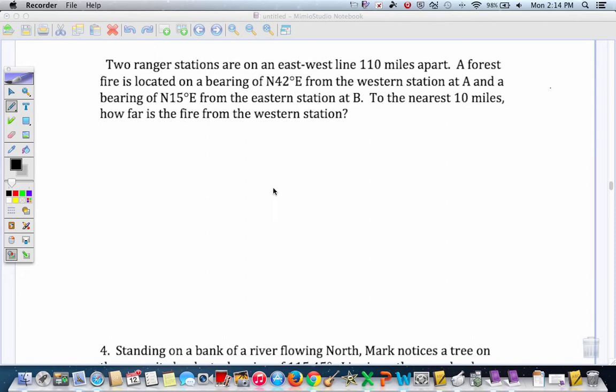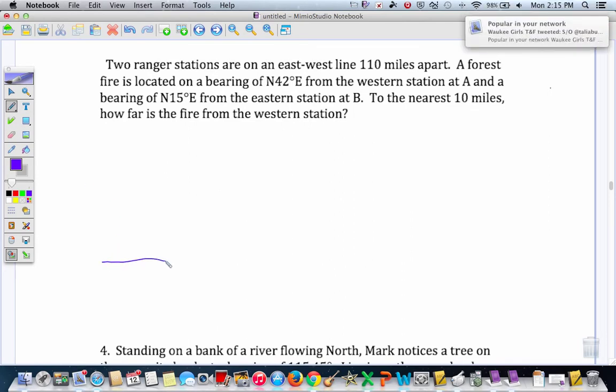So we'll start out here by trying to sketch our diagram. Our first statement: two ranger stations are on an east-west line, 110 miles apart. Let's try that again. Let me draw the line a little bit straighter across here for an east-west line. So our two ranger stations are 110 miles apart on an east-west line.